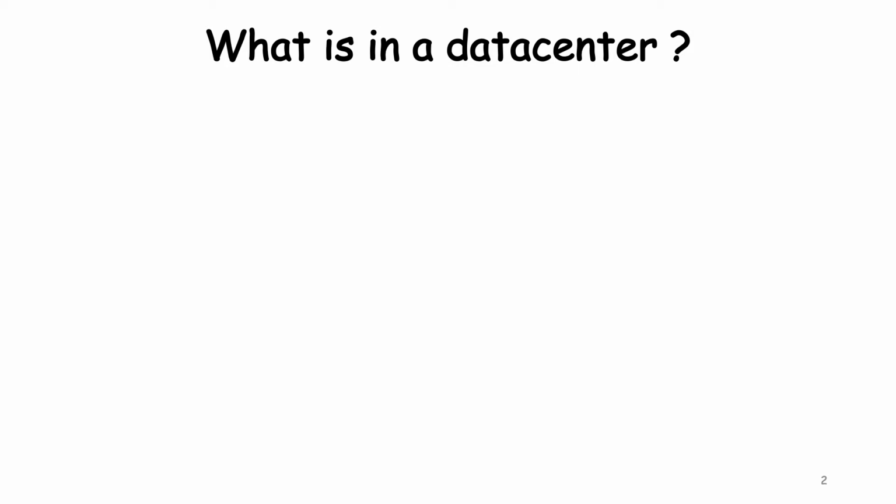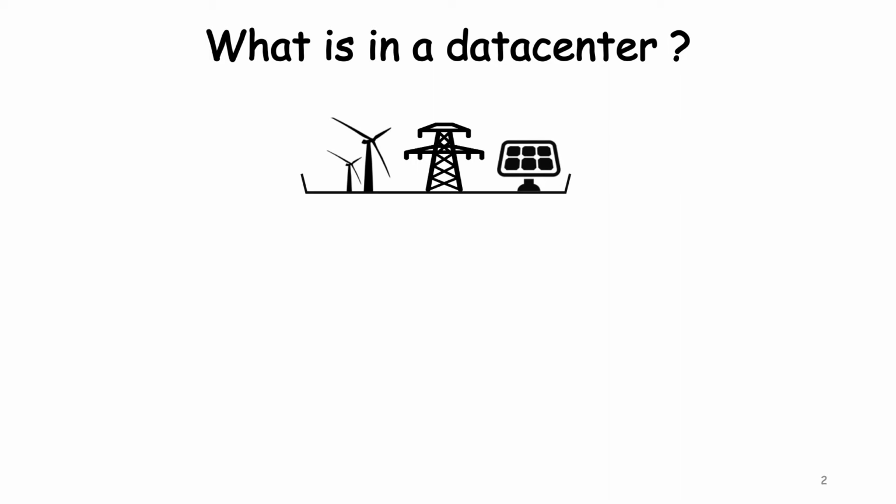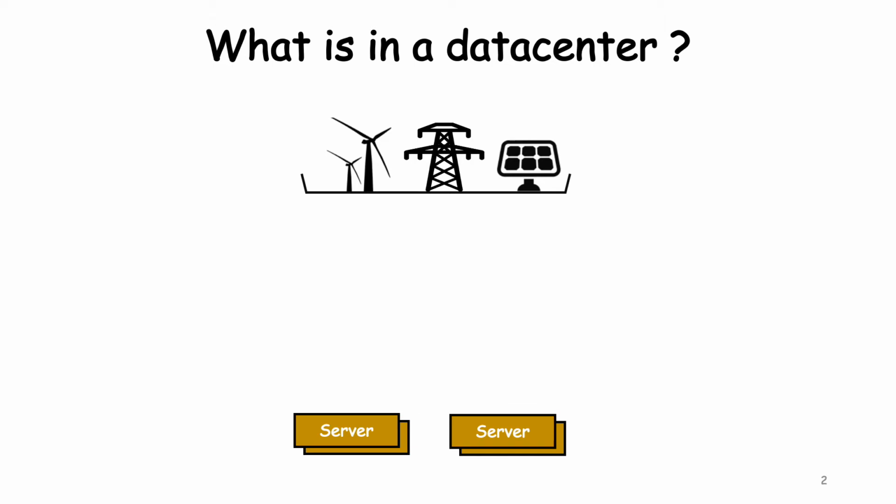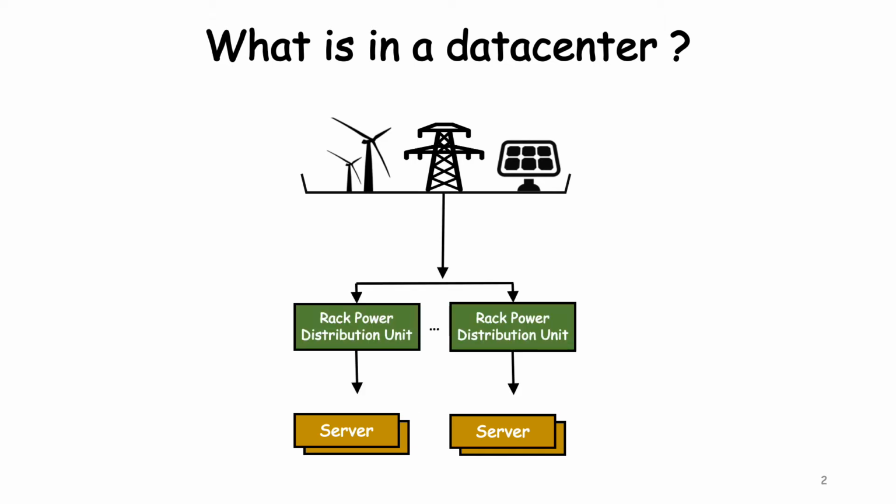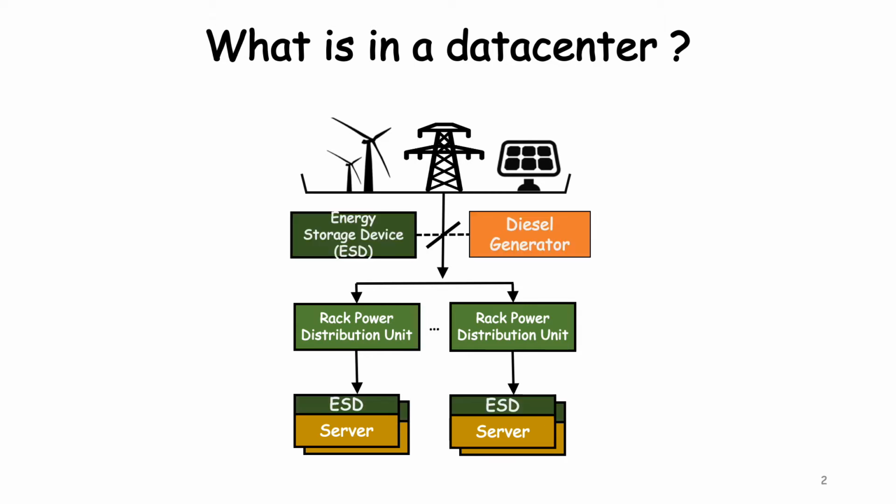For the purpose of this talk, I consider a data center infrastructure as shown here. The data center draws its power from the utility power grid. The servers are the end units that consume power. Power is distributed to the servers using a power distribution hierarchy. A data center also uses energy storage devices and diesel generators in order to maintain availability upon utility power outages.